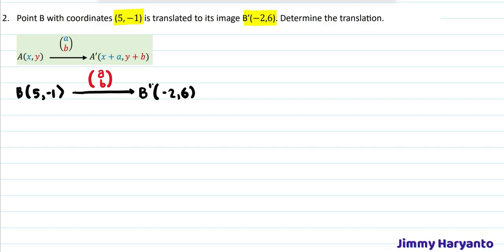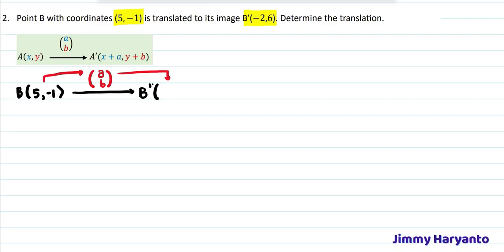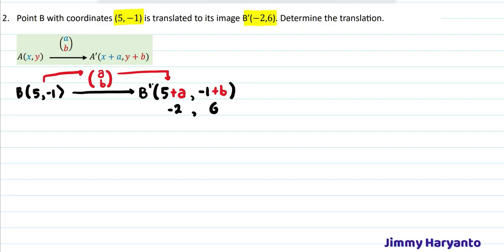Instead of writing it like this, I want you to erase the -2 and 6 first. Let's calculate it like usual using the formula. So 5 will be added by a as the formula says, and then the -1 will be added by b. So this is our image, and our image has to be exactly the same as -2, 6, right?